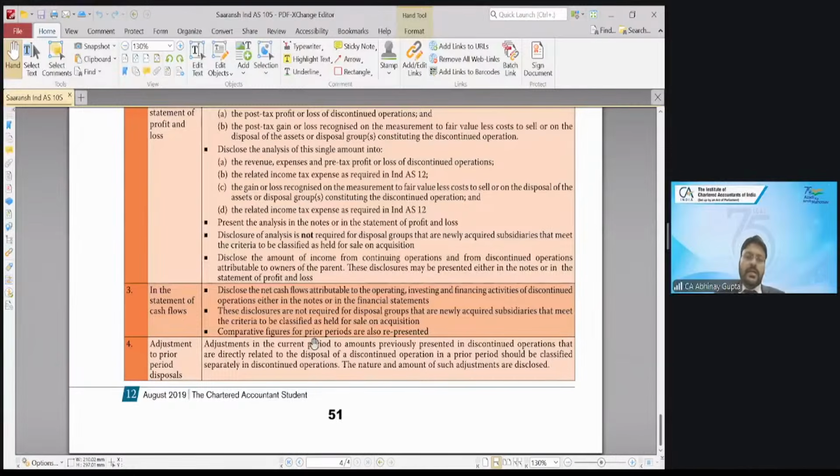Comparative figures for the prior periods are also represented. So all the comparative figures will continue to be represented. Adjustment to the prior period disposals: adjustments in the current period to the amounts previously presented in discontinued operations that are directly related to the disposal of the discontinued operation in the prior period should be classified separately in discontinued operations. The nature and amount of such adjustments are disclosed, right? So if any prior period adjustments are done, those will also be disclosed in the notes to accounts.